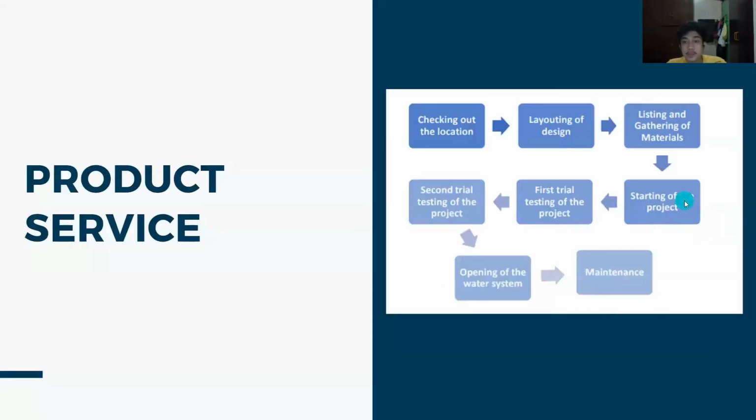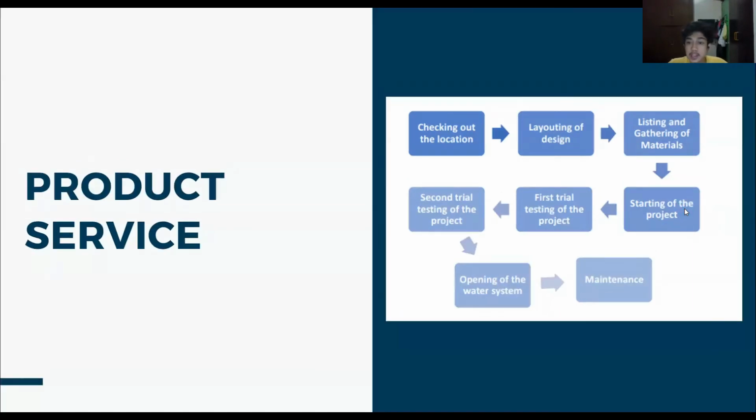As for our product service, first is checking out the location. The designer would also check the current water system of the place, the bodies of water surrounding the place, and survey or do interviews about the problems of our customer and the current state of the area.